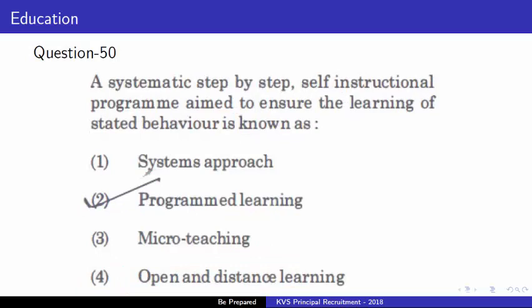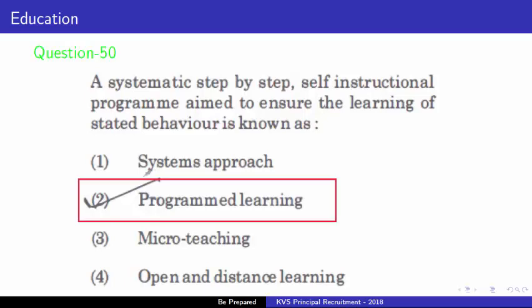Next, last question is, a systematic step-by-step self-instructional program aimed to ensure the learning of stated behavior is known as. Options are number 1, systems approach. Second option is programmed learning. Third option is micro teaching, and the last option is open and distance learning. And the correct answer is option 2nd, that is programmed learning.